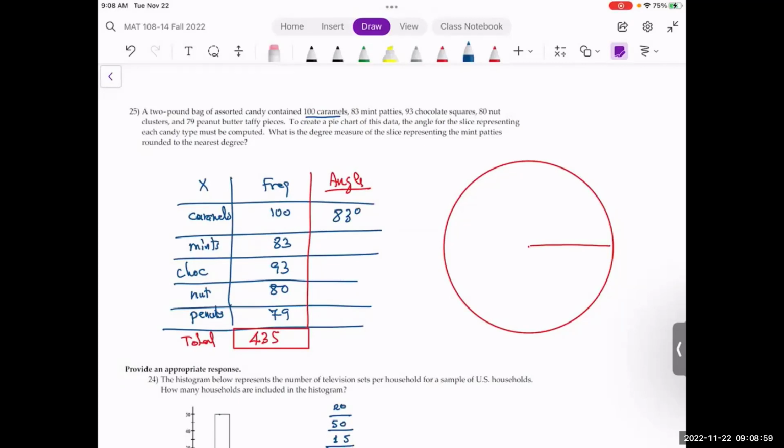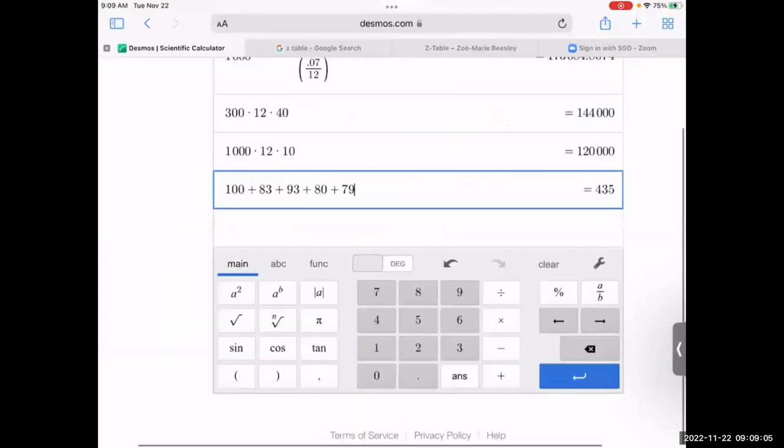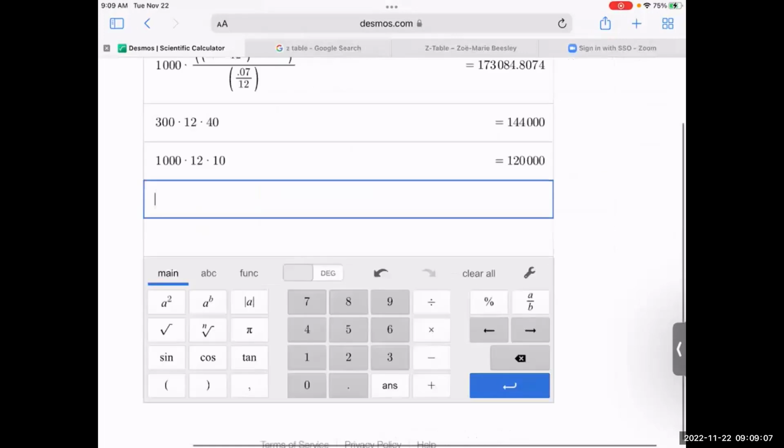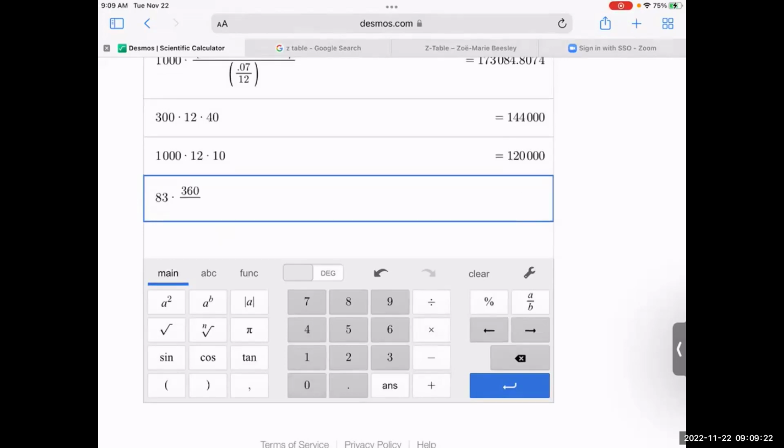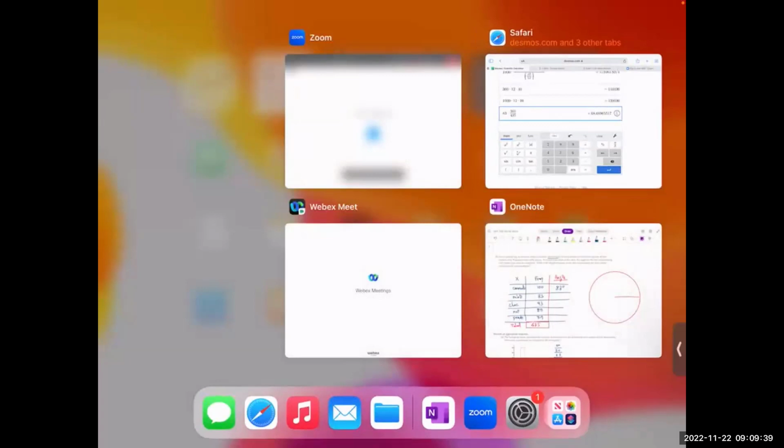And then I'm going to do it again with the other numbers. So let me go here and do it. Again, the formula is going to be whatever the frequency is. I'm going with the second one, the mints, right? The mints are 83. I'm going to multiply it by 360 and divide by 435. That's 68.68 or 69. So I can round it to 69. Are we okay? So the second one is going to be 69.